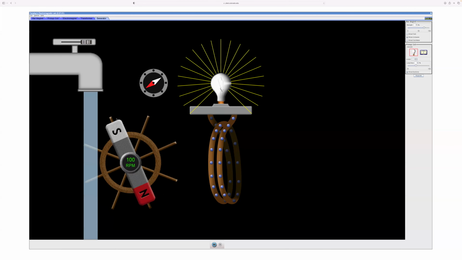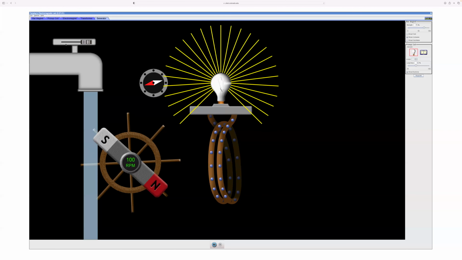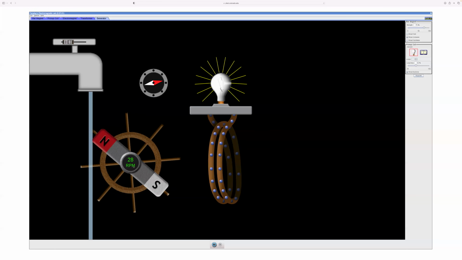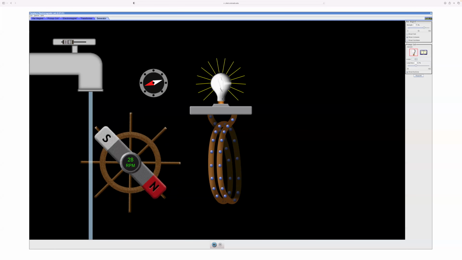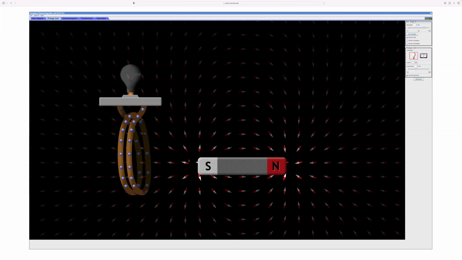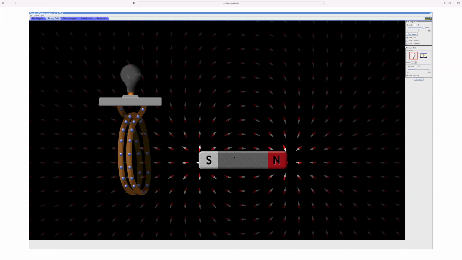I don't know if I can move this. I'm not able to move this. Okay. So is that point clear? So when the south pole is moving closer from this side, the electrons are moving downward. And when it is moving away, it is moving upward.